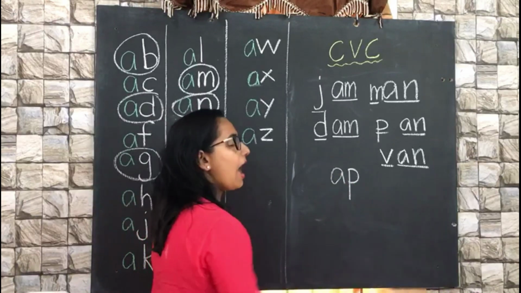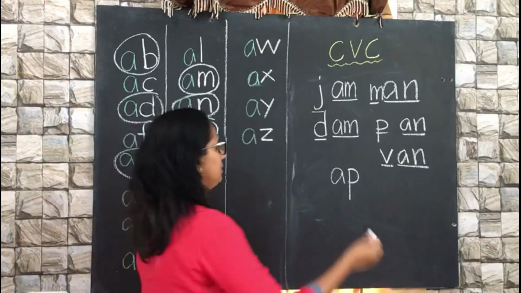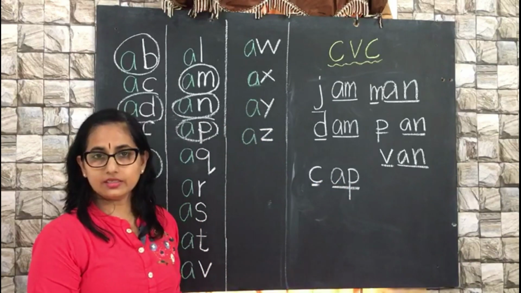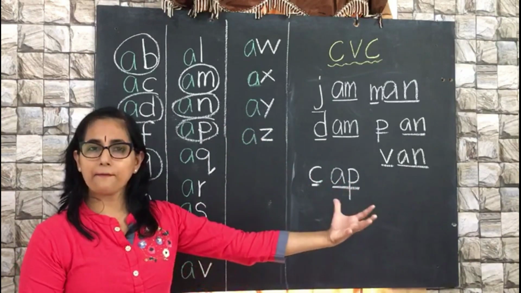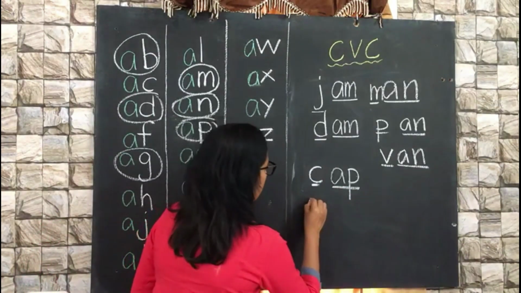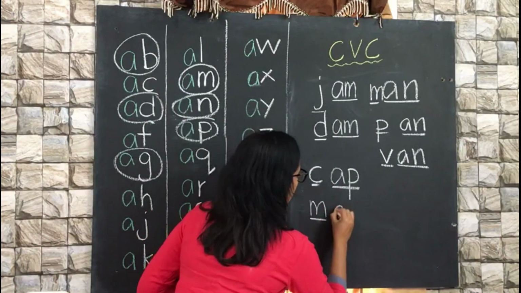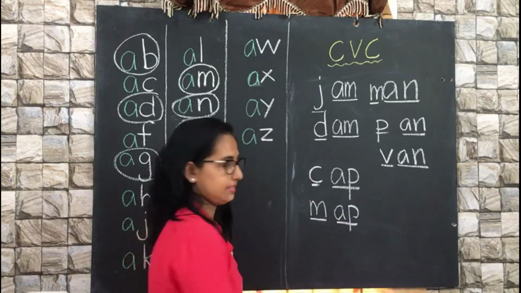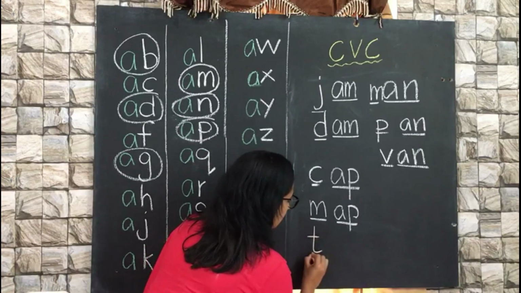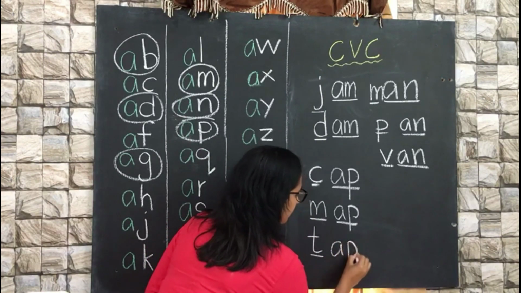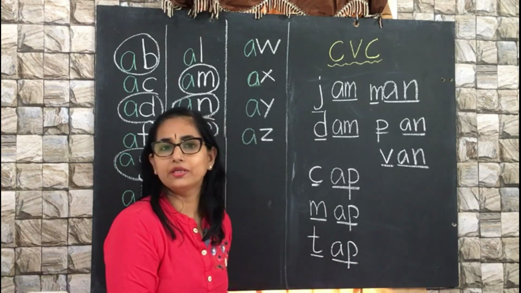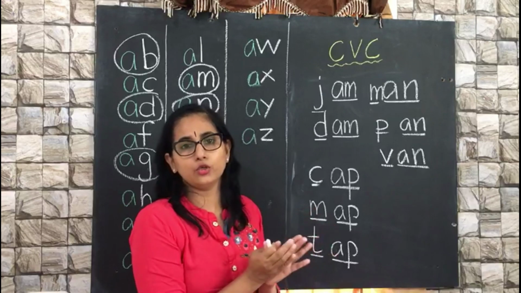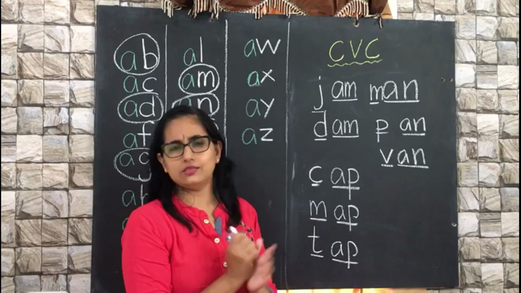And the next one, ap. Ap. K, ap, cap. M, ap, map. T, ap, tap. You can introduce as many words as possible because that will help your child to understand the concept easily.